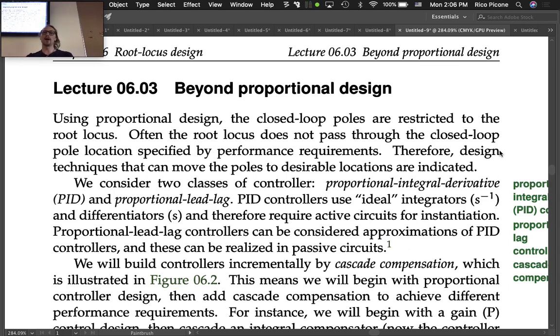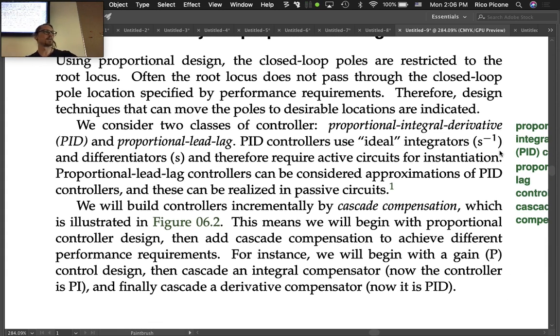PID controllers are ideal integrators and differentiators, and therefore require active circuits for instantiation. So you have to have external power like op-amps and whatnot in your circuits. Proportional lead lag controllers can be considered approximations of PID controllers, and these can be realized in passive circuits, with capacitors, inductors, resistors, etc. So that's the main difference there.